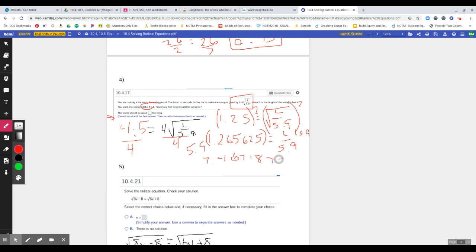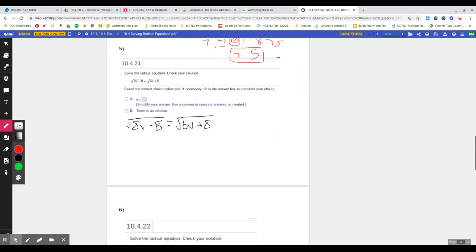7.4671875. Now we're going to round to the tenths. So the tenths place is this 4. That 6 makes the 4 go up to a 5. So the final answer is 7.5. So that would go right there. 7.5. My decimal's not showing up very well. Okay.